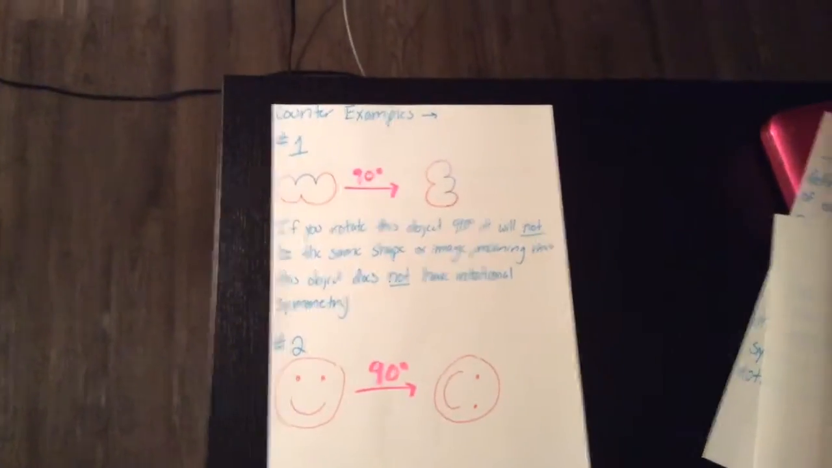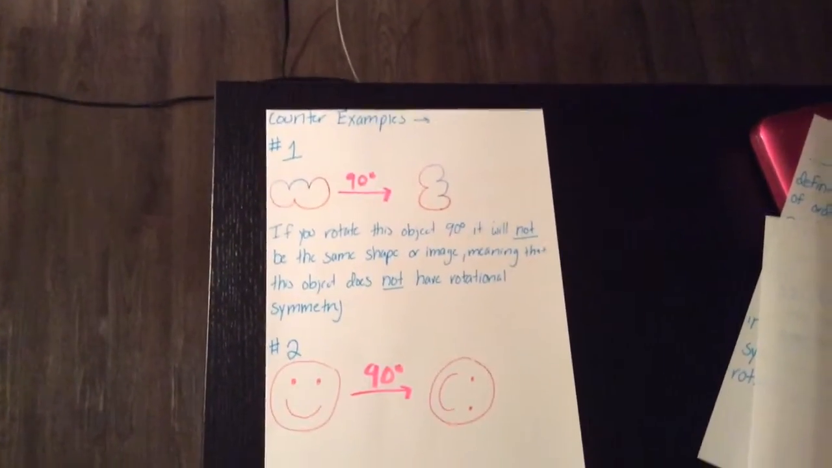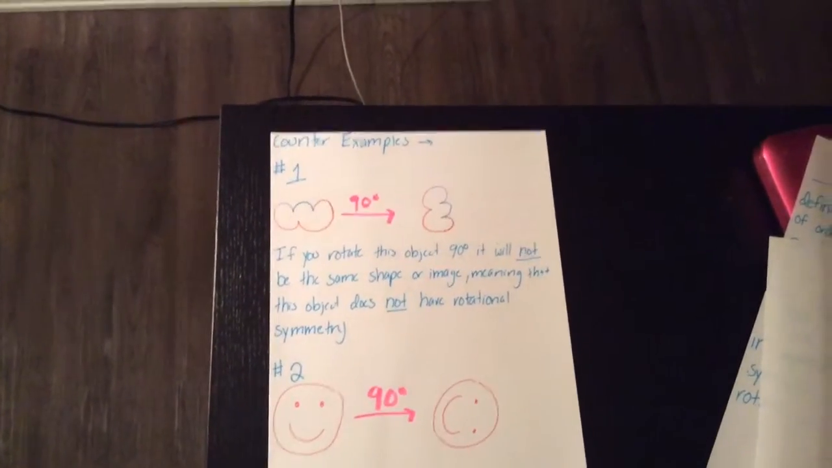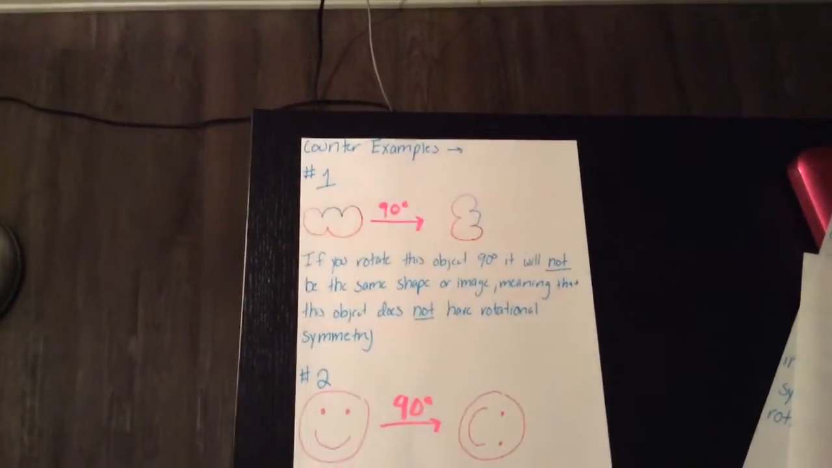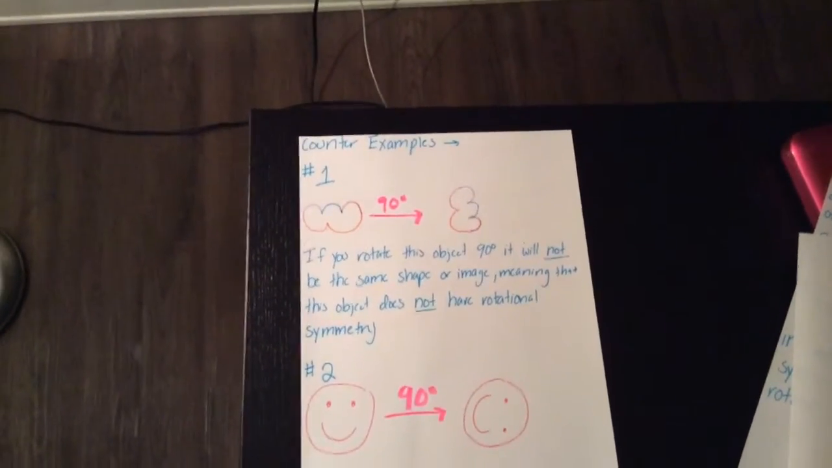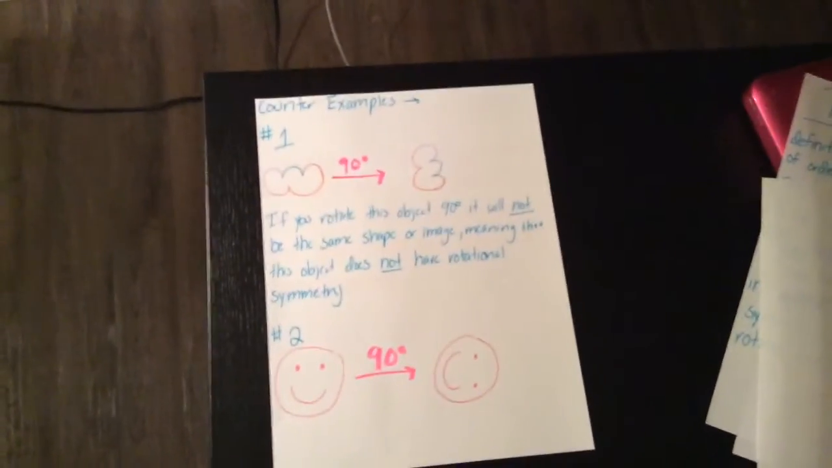Counter examples. For number 1, you can see that on the top you have 3 squiggly lines, and on the bottom you have 2 squiggly lines. If you rotate that object, you can see that it has gone from a horizontal to a vertical object. So if you rotate this object 90 degrees, it will not be the same object or image, meaning that this object does not have rotational symmetry.